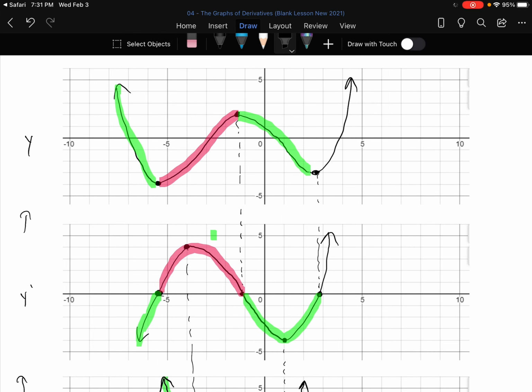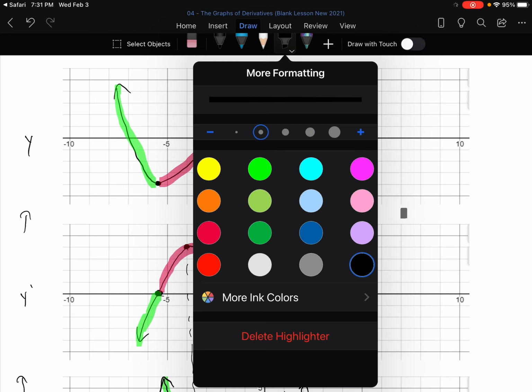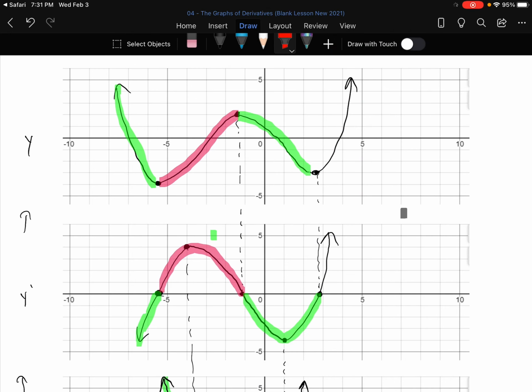Last section there. Can't get my highlighter to work. There it goes. Positive values for the derivative meant increasing in that last part there.